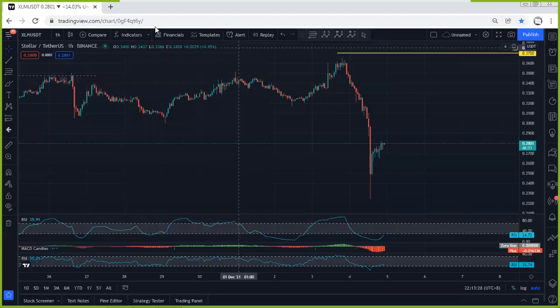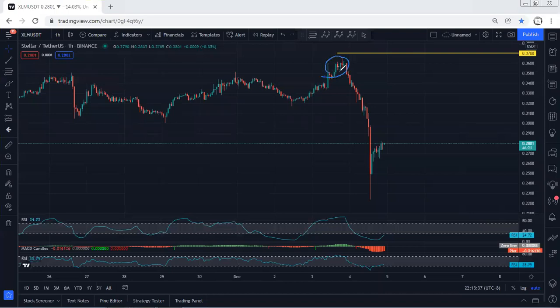XLM, we start with the 1 hour chart. And if you refer to our analysis, see the price was here. We mentioned what's the next. Anyway, after that, we see the price drop and we get this one.